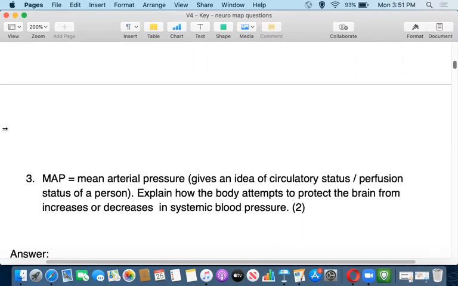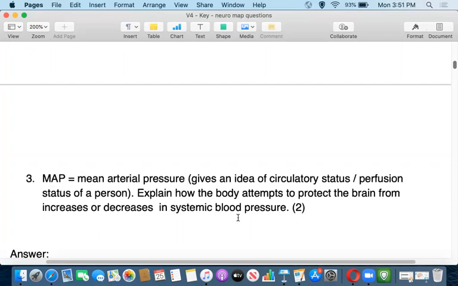But we're going to dissect what MAP actually is a little bit later and maybe get some new angles on that. But basically, think of it as blood pressure for now. It's a mean arterial pressure, which is definitely a function of blood pressure. So anyways, how does the brain compensate for increases and decreases in systemic blood pressure?